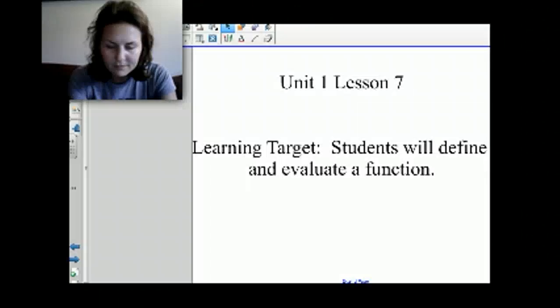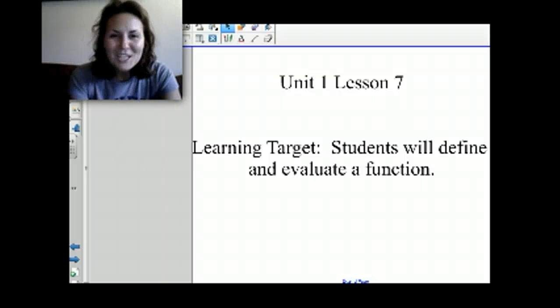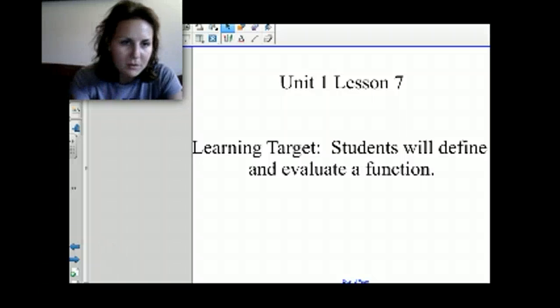But anyway, let's get to the lesson. Our last lesson of Unit 1, Lesson 7: we're going to define and evaluate a function. This might be a longer lesson, but hopefully we'll get through it quickly.